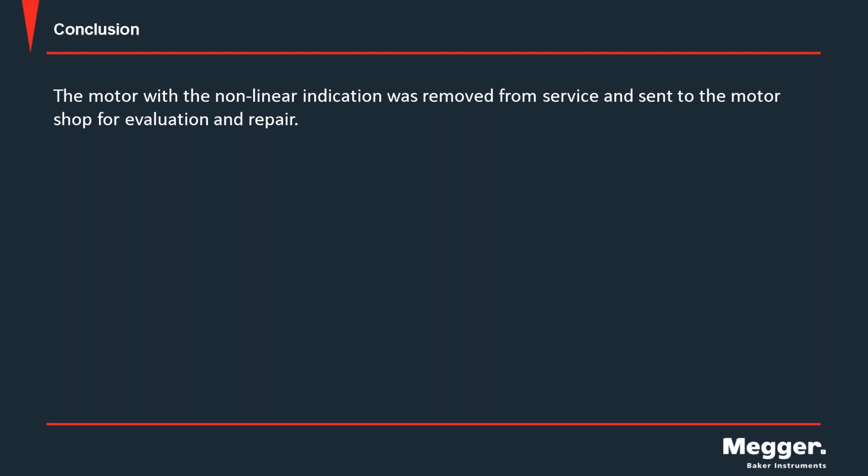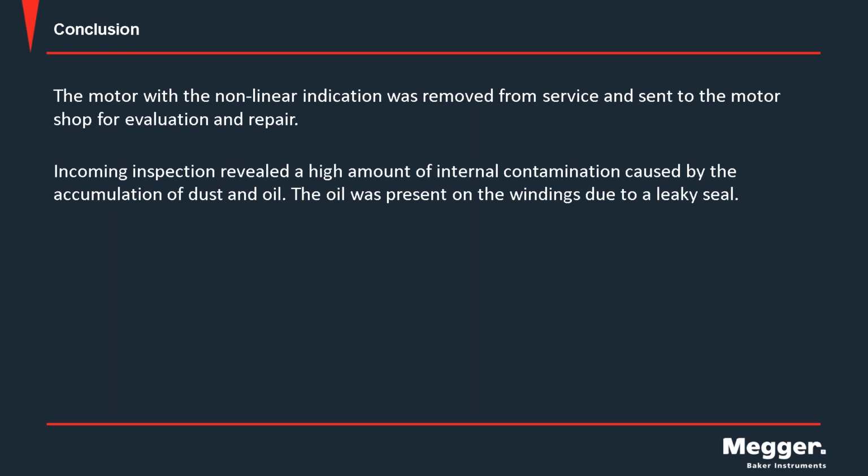for evaluation. And what we find is, upon investigation, the motor with the nonlinear indication had a high amount of internal contamination caused by the accumulation of dust and oil. The oil was present on the windings due to a leaky seal. So the seal clearances had opened up. There was an internal fan that caused a negative pressure, and that actually caused a draft across the sleeve bearings, pulled oil into the winding, where oil and dust and stuff started to accumulate on the connection end, and that ultimately led to those surface leakage paths that we saw in the PI, and then ultimately the departure from linearity that we saw in the step voltage test.